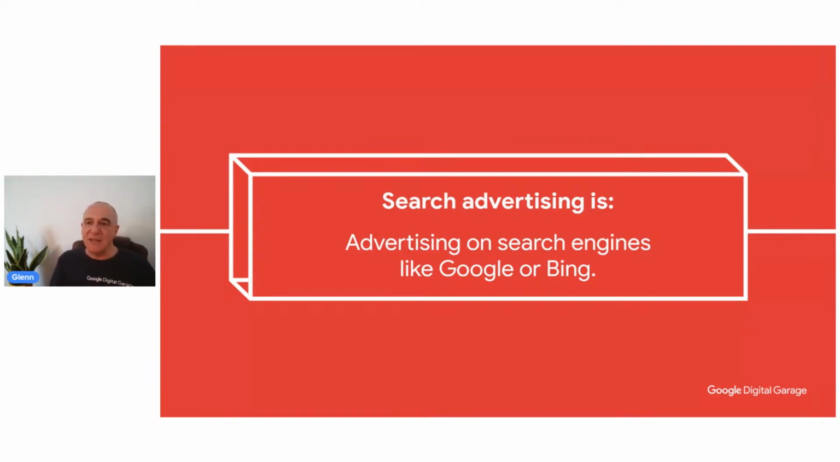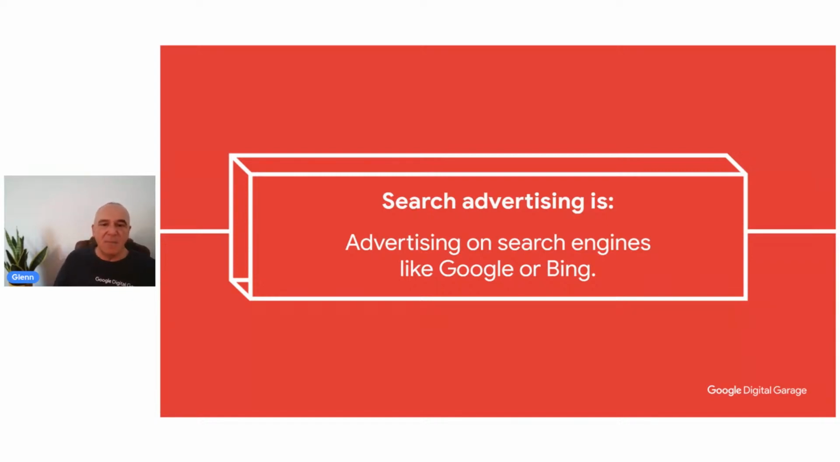Now, it's advertising, as it says on the screen there, advertising on Google or Bing, for example, and other places. Now, you might have questions. Why do I want to advertise? Well, the internet is a really big place, and with the targeting options, which we're going to look at, available to you on search advertising, you can really target your ideal customers, your ideal audience, which is exactly what you want to do. Successful campaigns are all about targeting.